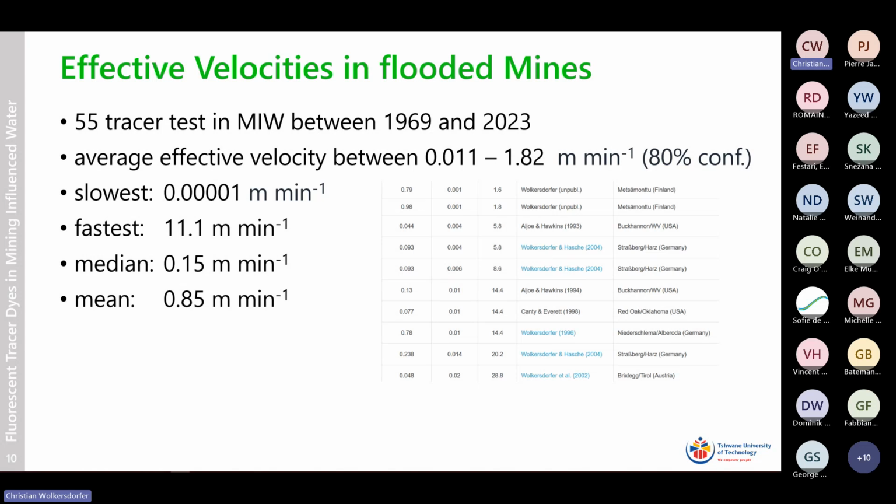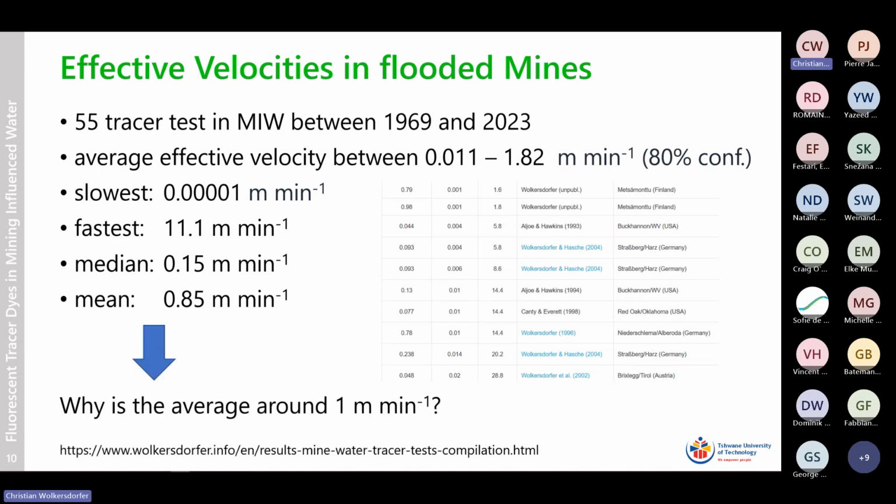Here you can see a table of a few tests. And it is always around 1 meter per minute. It doesn't matter which mine setup. It doesn't matter where the mine is. In most cases, the average effective velocity is around 1 meter per minute. And maybe this is a question to you. We don't know why this is the case. I mean, the mine setup is sometimes quite different, but it's always around 1 meter per minute.